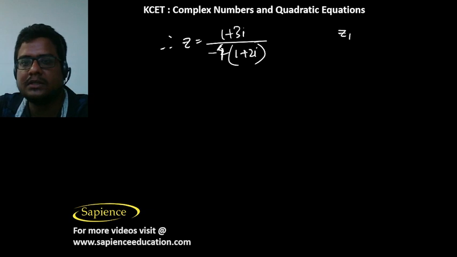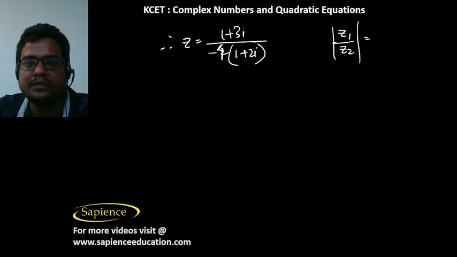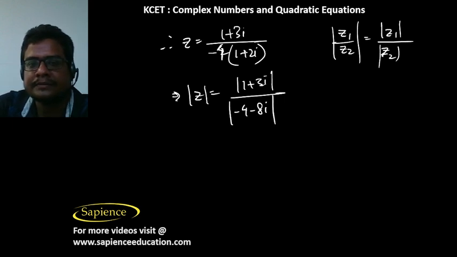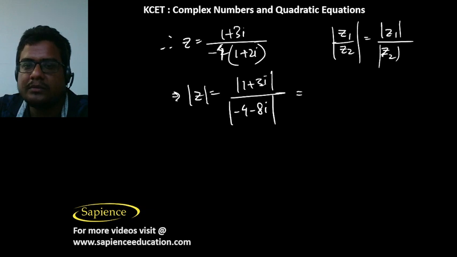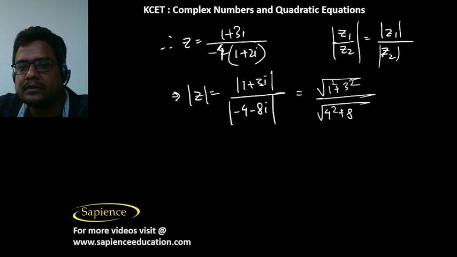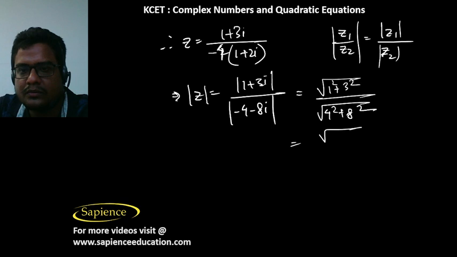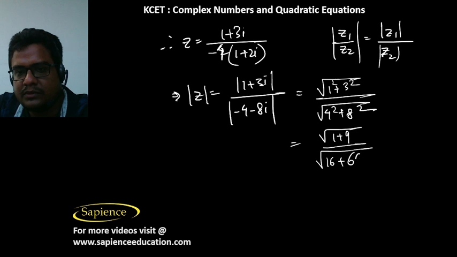Now we know that if we have z1 by z2 and we want the modulus of that, that will be mod z1 by mod z2. So mod z will be equal to mod of (1 plus 3i) divided by mod of (minus 4 minus 8i). So this will be the square root of (1 square plus 3 square) divided by the square root of (4 square plus 8 square). So this will be equal to square root of (1 plus 9) divided by square root of (16 plus 64).